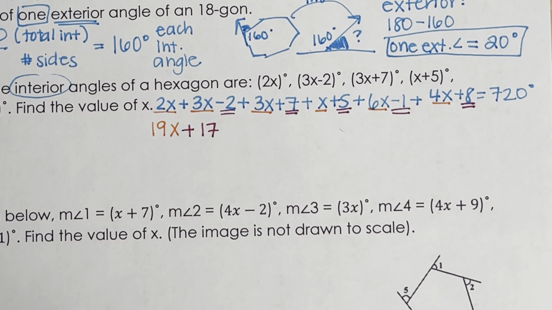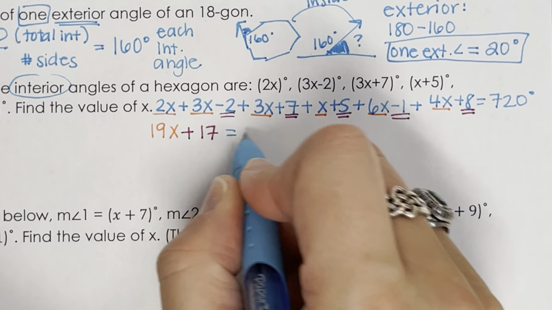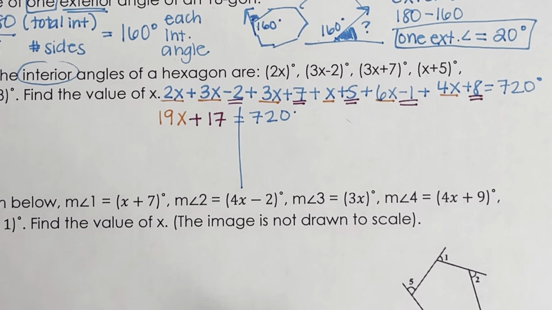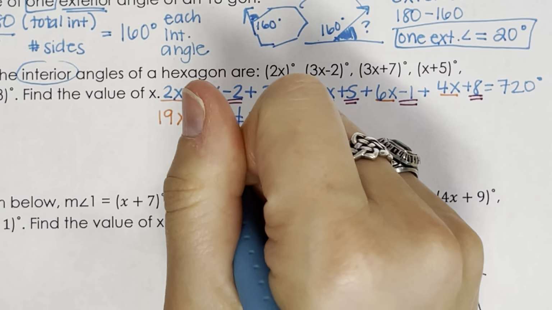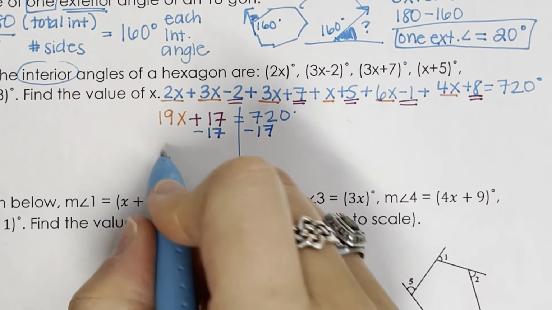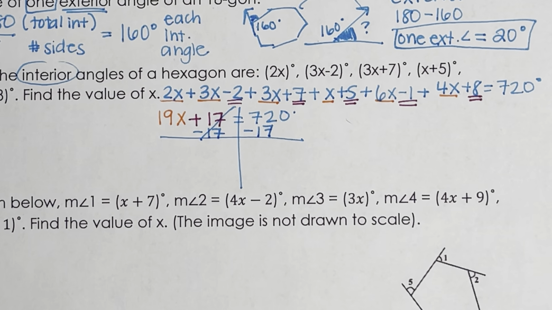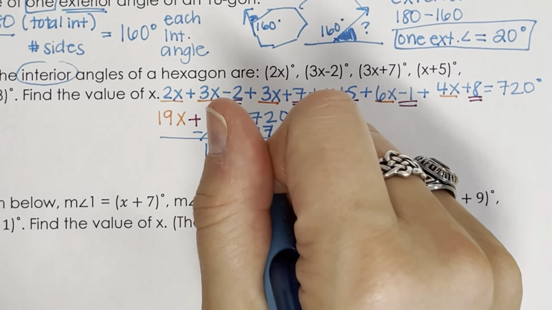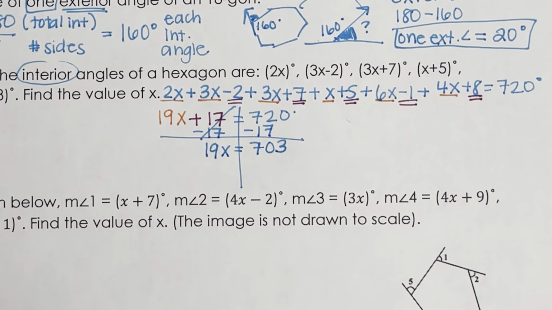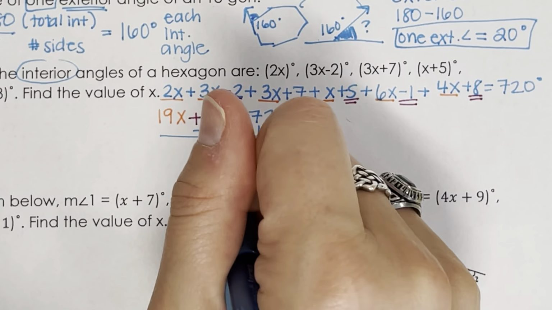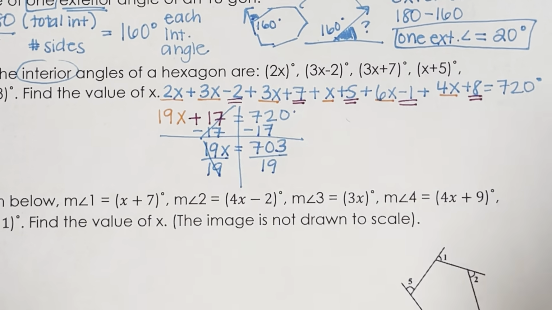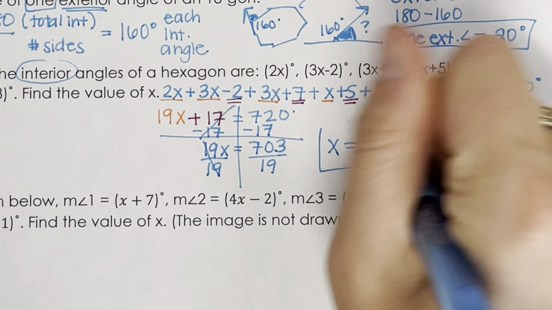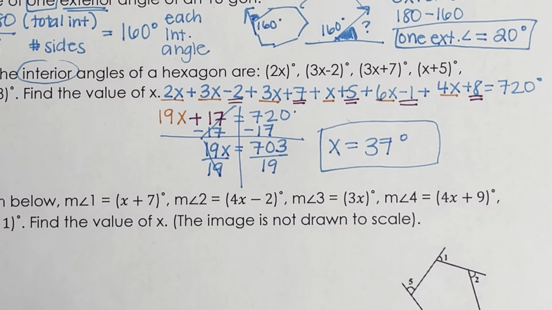And then I set it equal to 720. So much work there. Now it's easy. Get my x's by themselves, so I'm going to subtract the 17 from both sides. I get 19x equals 703. Then divide both sides by 19. I get x equals 37, and since we're talking about angles, it is degrees.